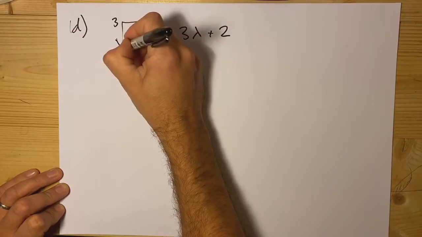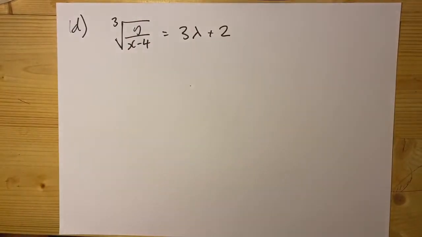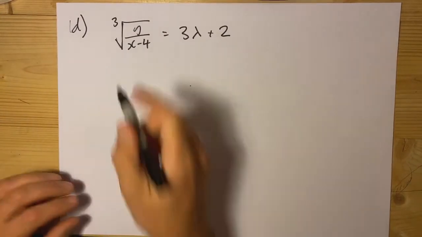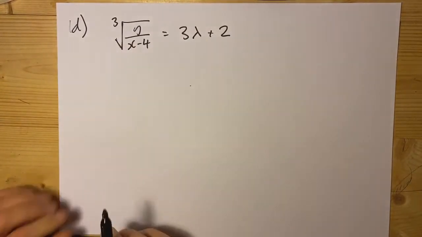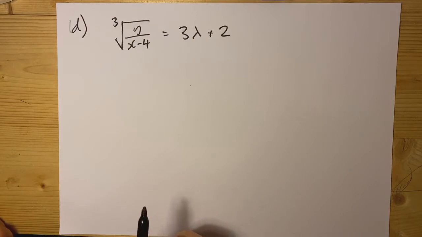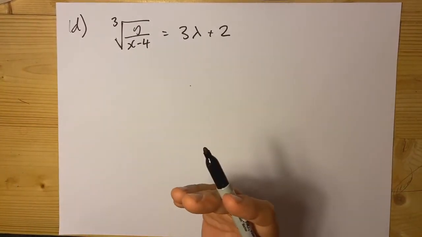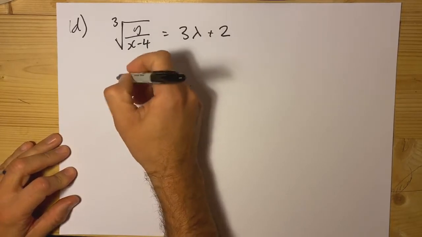Now, as with all of these things, the first thing you want to think about is how can I get the x by itself? And at the minute, the x is trapped within this cube root term. So the way that we undo a cube root is to cube it. So we cube both sides. So let's just write that out in full.